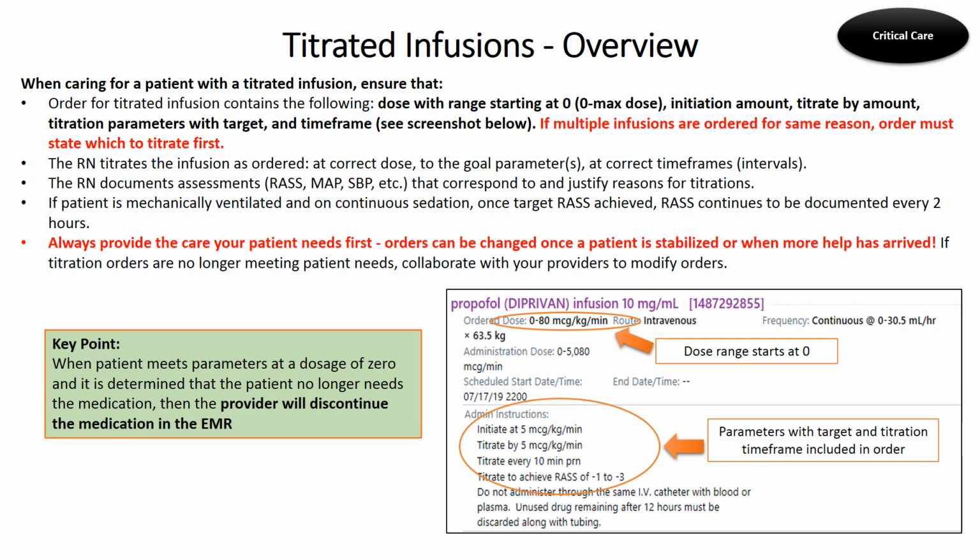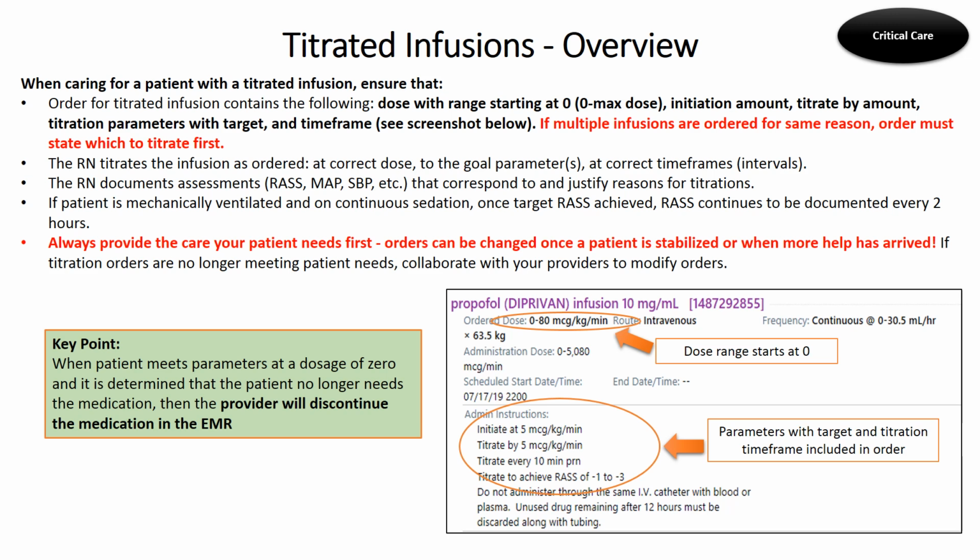So here's an overview. You're going to make sure that the order for the titrated infusion contains the following: the range with a max dose, so it always should start at 0 and go to a max dose, how much your initiation amount should be, how much you can titrate it by, your parameters, and your time frame.